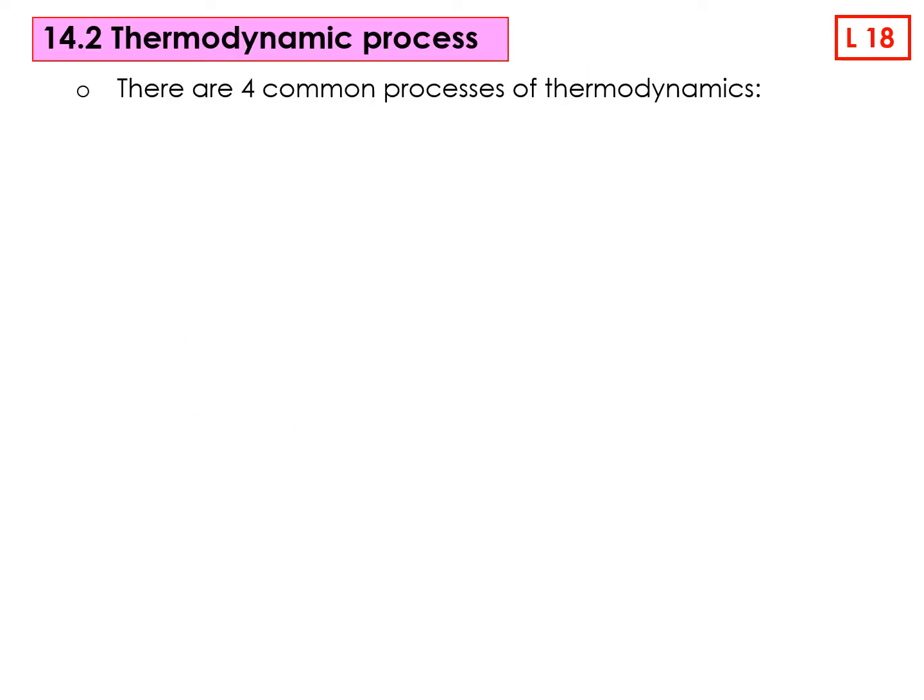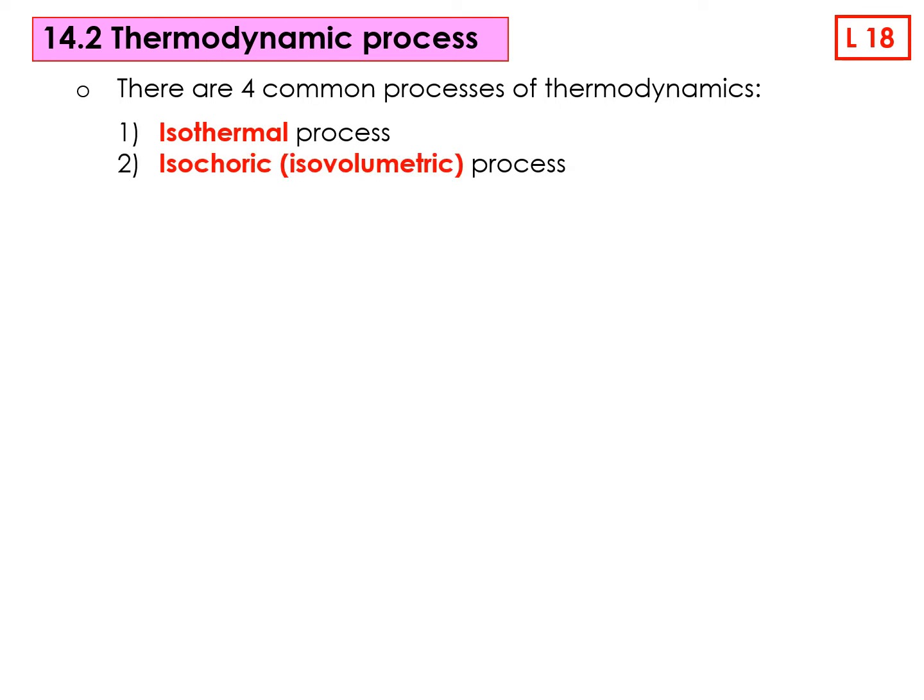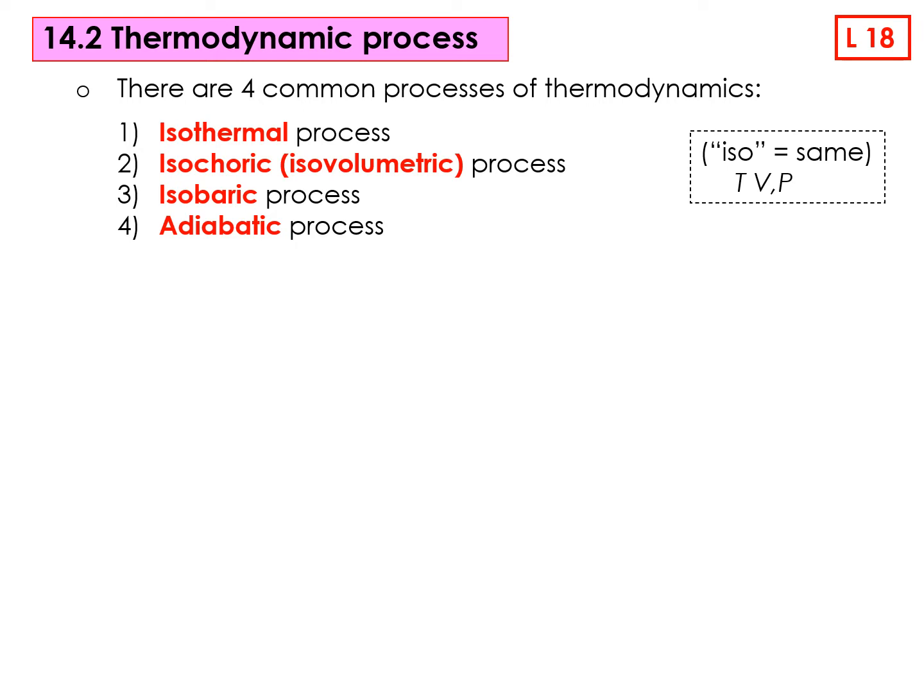There are four common processes of thermodynamics. The first one is isothermal. Number 2 is isochoric, also known as the isovolumetric process. Number 3 is the isobaric process. And the last one is the adiabatic process. Actually, what is meant by iso? The meaning of iso is same. So it means the process has the same temperature, or the same volume, or the same pressure.